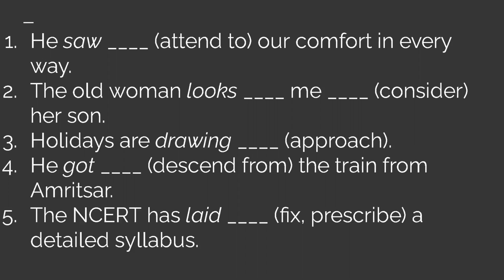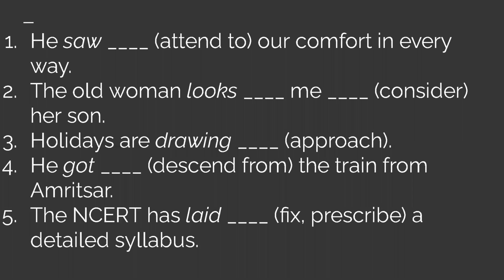To get into means to get in, but here the meaning is descent. Descent means to get down, to go down. So get off from the train, that is to get down the train. But you don't say get down, because when you say get down from the train, that means you got under the train.